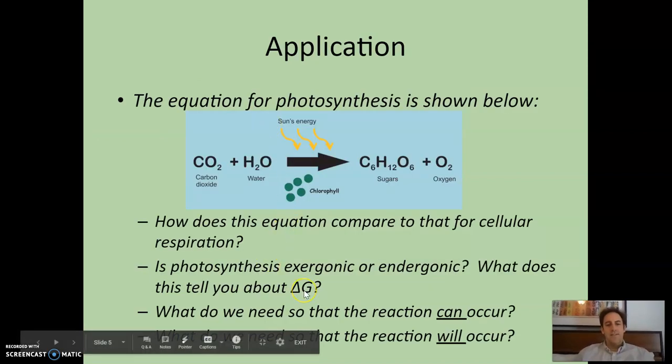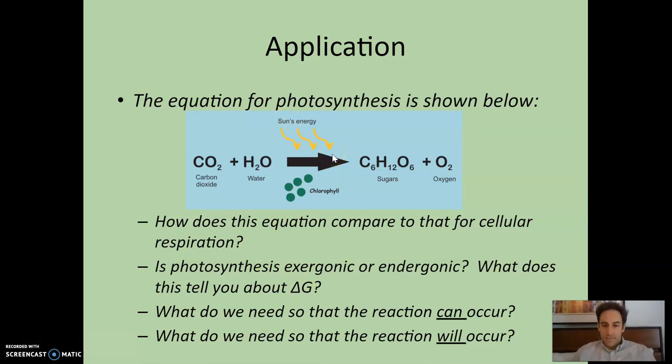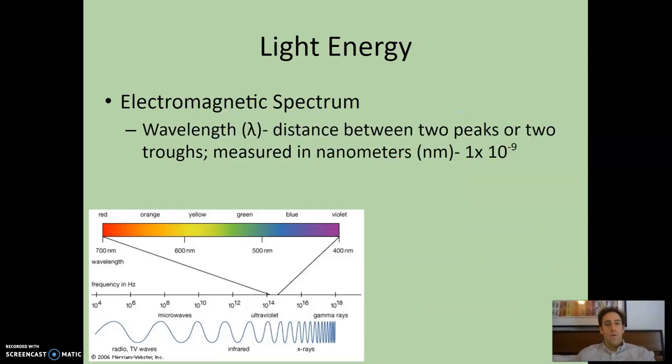The next question is, is photosynthesis exergonic or endergonic? Well, light energy is going into the system, so that should tell you it is, did you get it? Endergonic, and has a positive delta G. And so if that's true, what do we need so that the reaction can occur? What we need is energy, and that energy comes from the sun's light. And what else do we need so that the reaction will occur? We need enzymes, and those are bouncing around in the chloroplast. So let's take a look at light energy and then get into the details of how photosynthesis takes place.